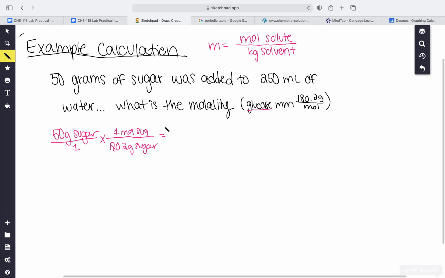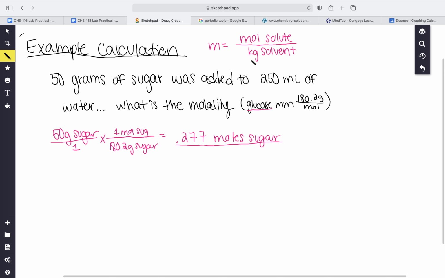All right, let's do that out in our calculator. 50 divided by 180.2. It's going to be 0.277 moles of sugar. Just going to underline that because I know I'm going to need that.